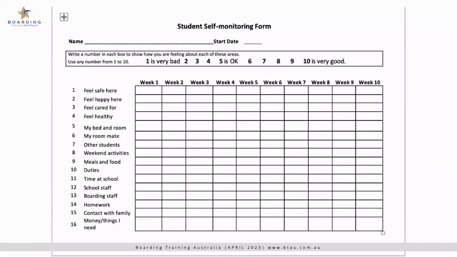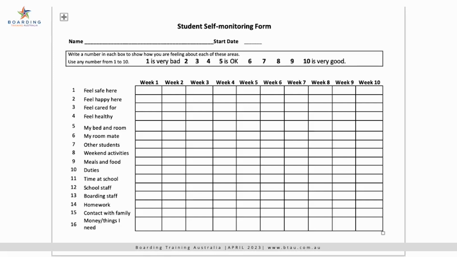You can also use a form like this self-monitoring form. This is where a student will indicate a number on this form from 1 through to 10. So 1 is very bad, obviously, 10 is very good. And you usually do this in a group. So students sit around in a group and do this.